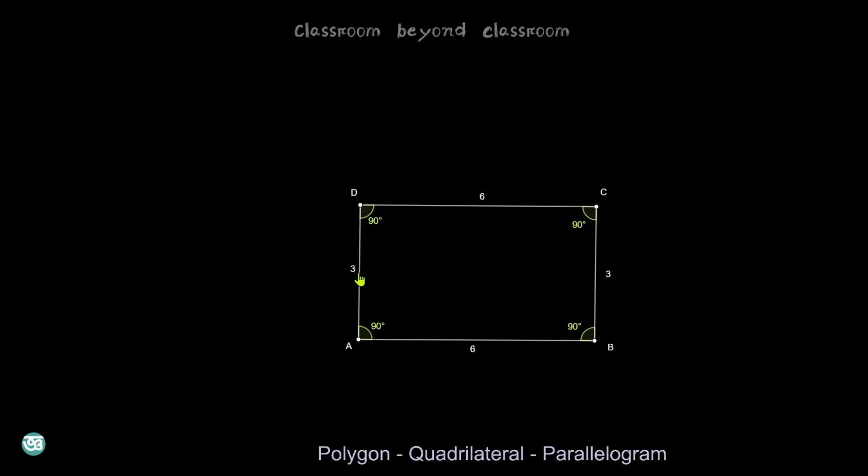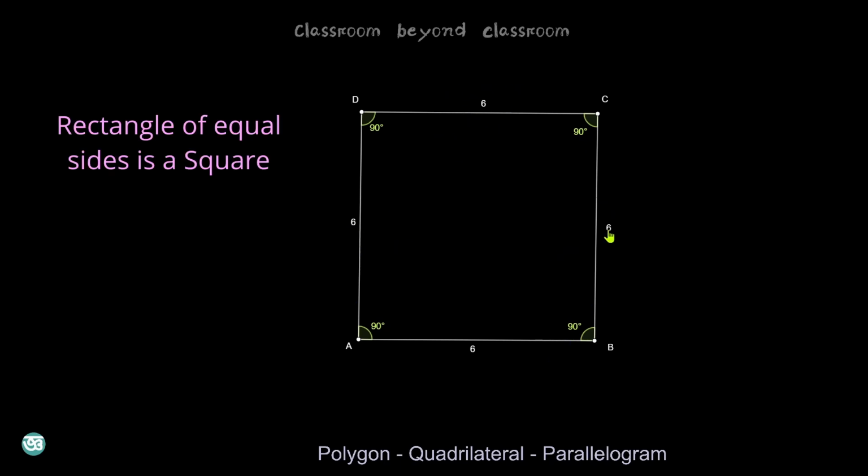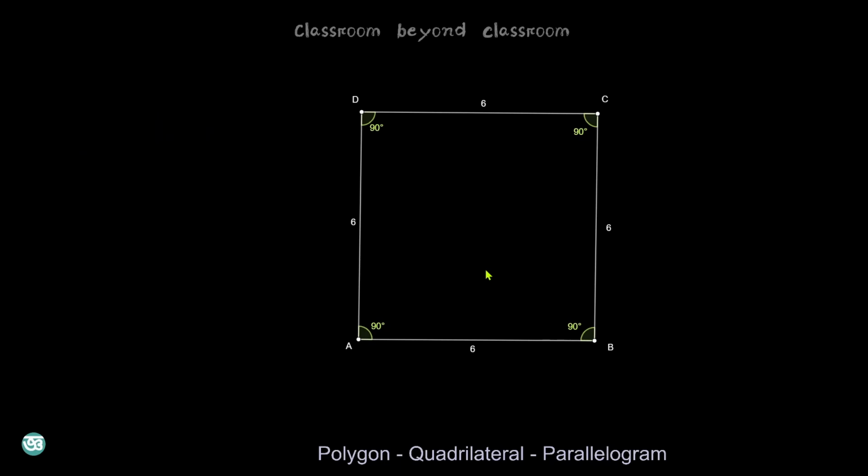Now I want to make this rectangle a special rectangle once again. You can see this is still a rectangle because the angles are 90 degrees. But what is different from the previous one is that in this rectangle all sides are equal, 6 units, 6 units, 6 units and 6 units. This type of rectangle with equal sides is called a square. A square is a special rectangle and a rectangle is a special parallelogram and a parallelogram is a special quadrilateral.